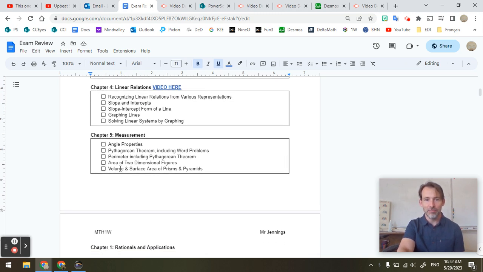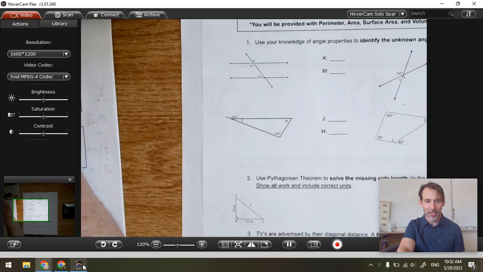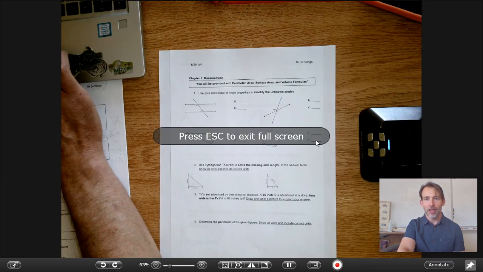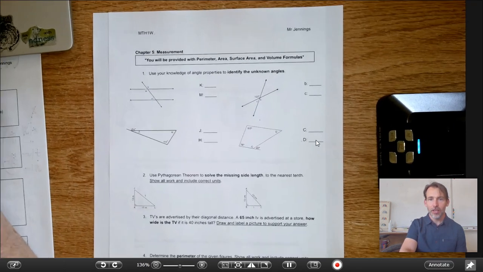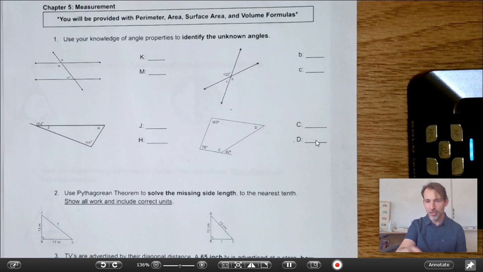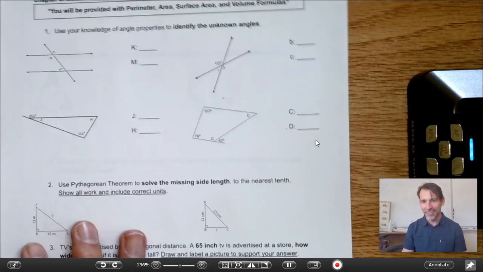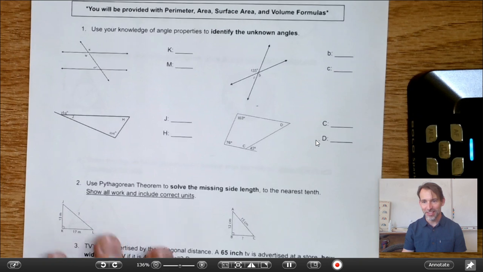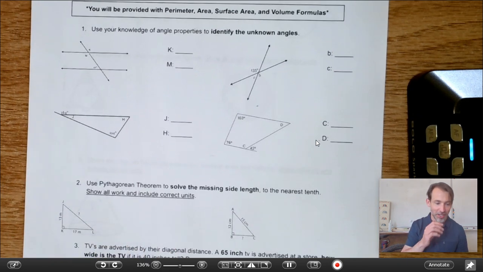Let's take a look at measurement and the different things that we want to make sure we know in measurement. All right, let's go, everybody. Let's go. So, first of all, angles and angle properties we will be learning. So this is new. It's today's lesson or tomorrow's lesson, actually. Sorry. So let's go ahead and take a look at these things ahead of time.